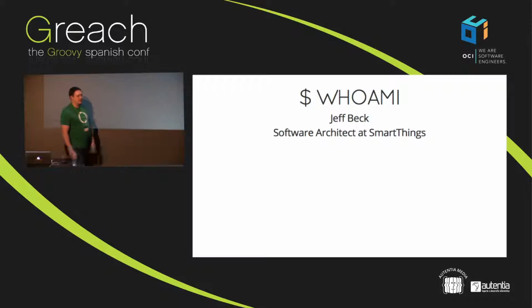So I'm Jeff Beck. You can follow me on Twitter at BeckJ01. You can reach out to me there. It's usually the best place to get a hold of me. I'm a software architect at SmartThings. We are an Internet of Things company. We are wholly owned by Samsung now. That's all I think I need to cover about that.